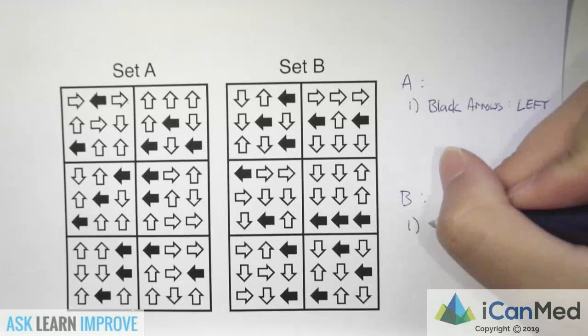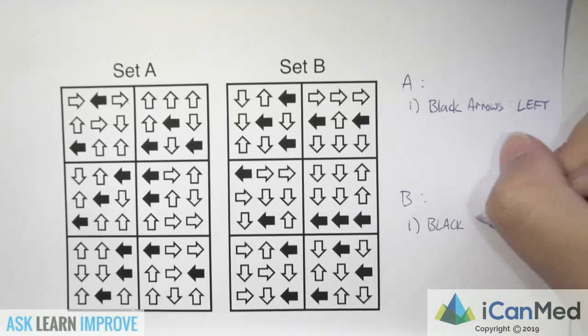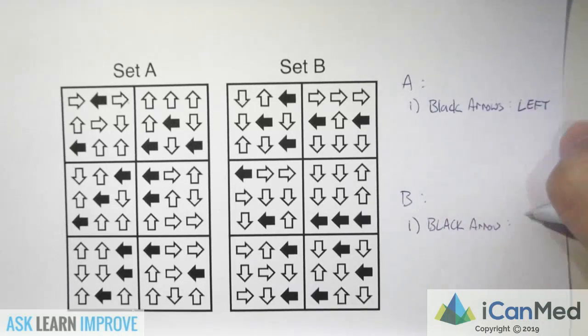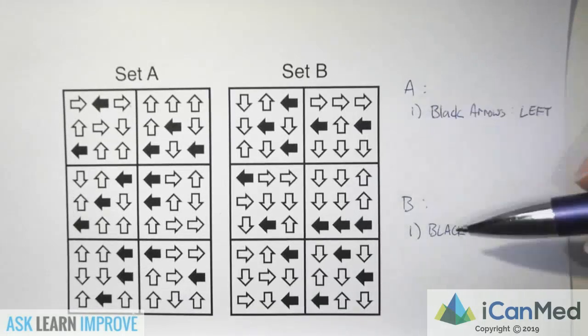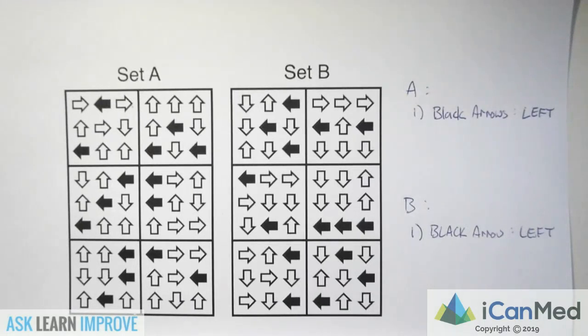So there's my first rule. Okay, if you have a black arrow, it has to point to the left. Or likewise, if you have an arrow that points to the left, it has to be black. So here we do get the same rule for set A and set B. So that doesn't help me distinguish which one belongs to set A and set B, but we can see it is common in both set A and set B.